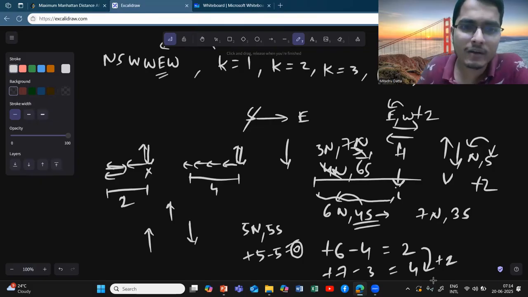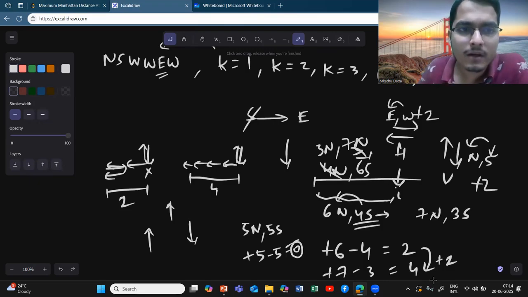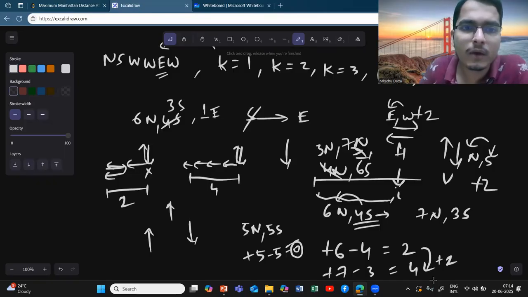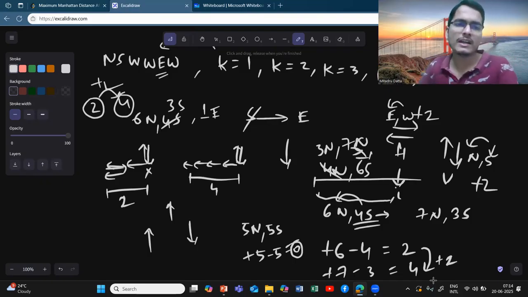So let's say you have something like 6 north and 4 south. If you want to change to something like 3 south and 1 east, what is the increment in the Manhattan distance? Initially it was 2, 6 minus 4. Now it is 6 minus 3 plus 1, which is nothing but 4 again, so it's an increment of 2.